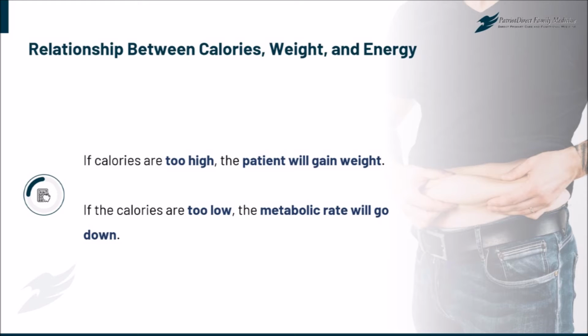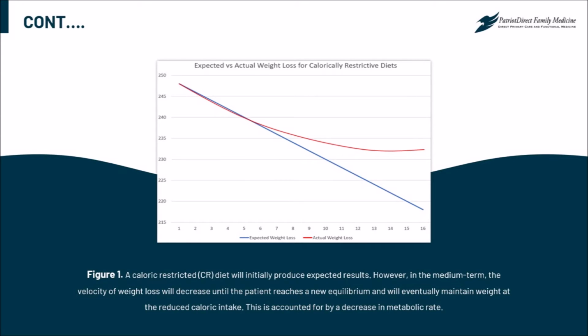However, what actually happens is the patient initially loses weight linearly, but over time the rate of weight loss declines until the patient reaches a new equilibrium in which they are not losing weight at all, even with the caloric restrictions. This chart shows the phenomenon graphically. People generally believe that if calories are cut and exercise remains constant, then weight loss should continue at essentially the same rate until the patient returns to a normal amount of calories. However, what will actually happen is that in the medium term, the velocity of weight loss will decrease until the patient reaches a new equilibrium and will eventually maintain a weight at a reduced caloric intake. This is accounted for by a decrease in the metabolic rate.